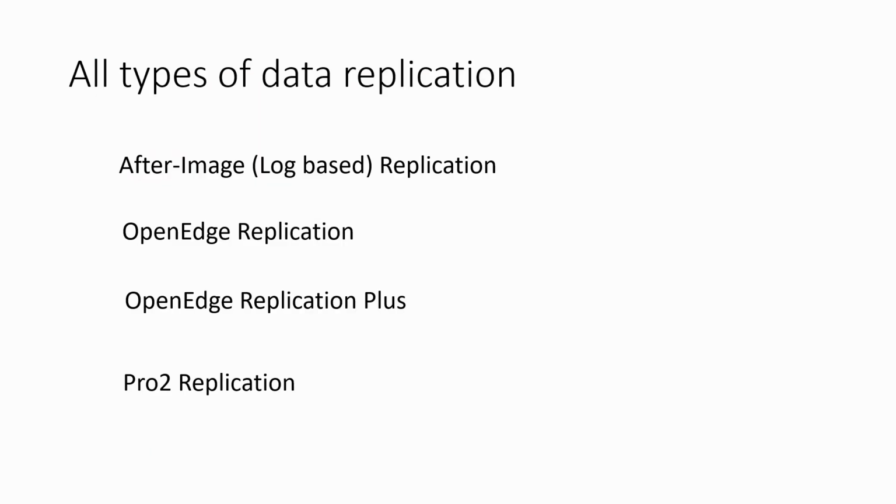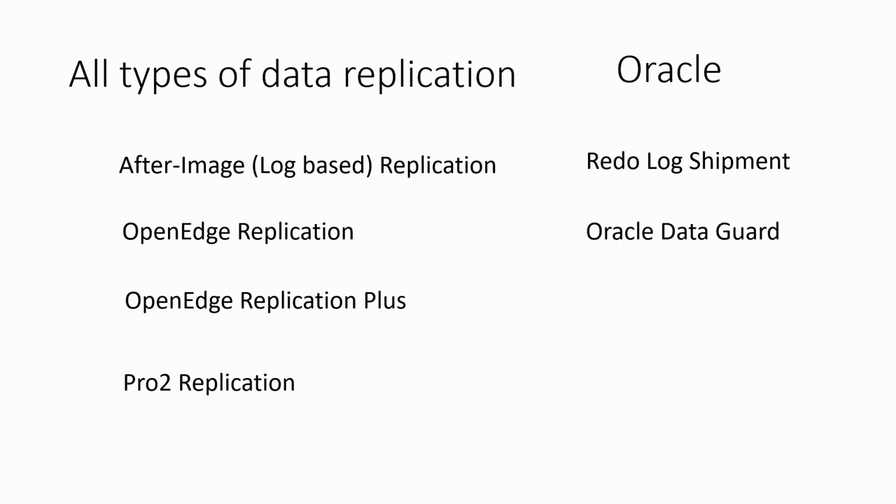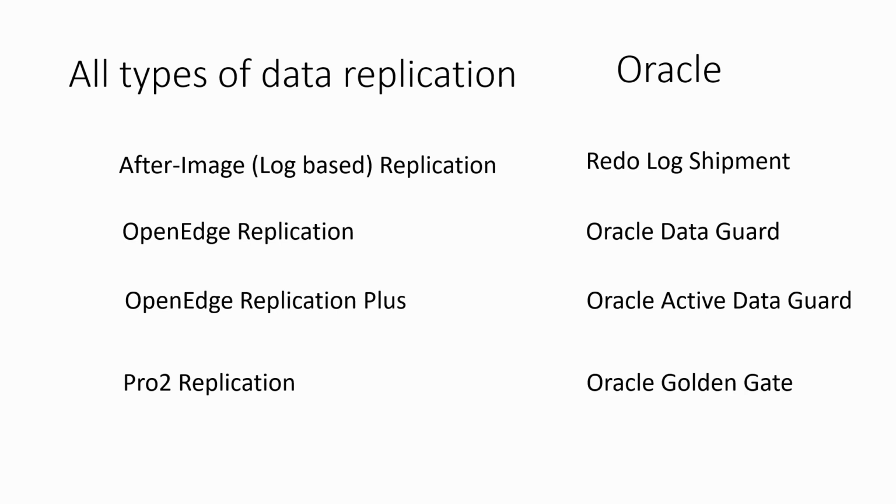Okay, a couple of words not related to Progress. Since I'm working with Oracle, I know that the same exists with Oracle. It's called redo log shipment for the after images, Oracle Data Guard, which I use, by the way, in my company. And this is Active Data Guard. It's very similar to Replication Plus. And by the way, this is a free tool, and this requires a license. I believe it's the same with Progress. All the same. And Oracle also has GoldenGate, which replicates Oracle to other databases, including Progress.